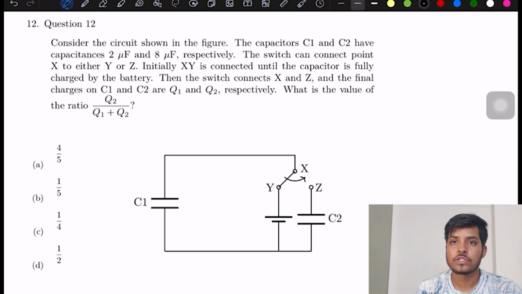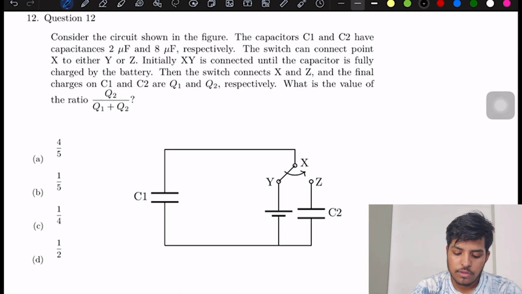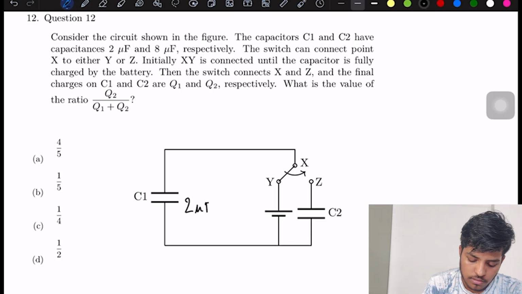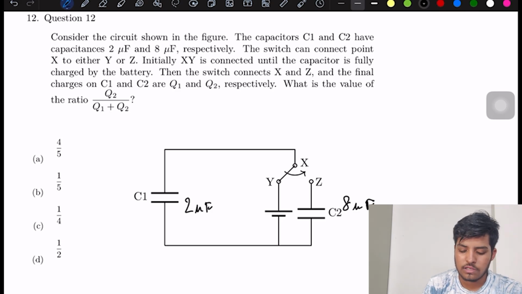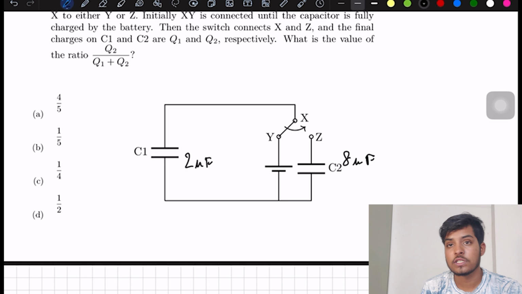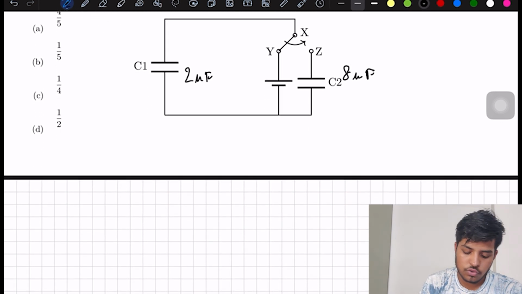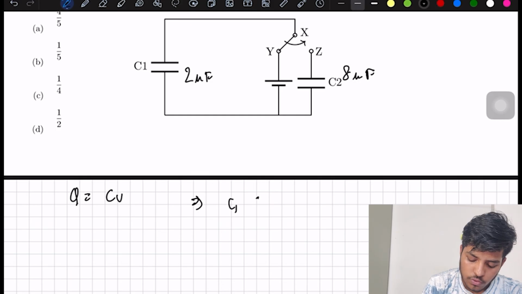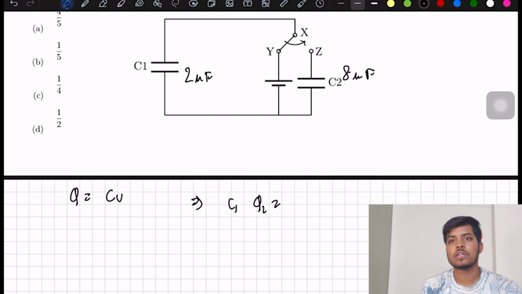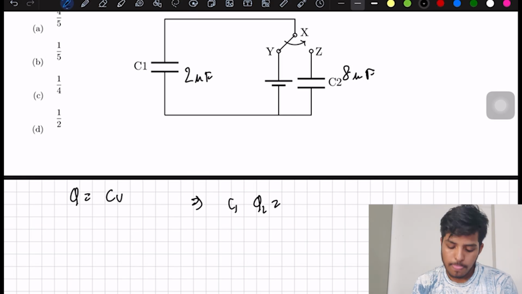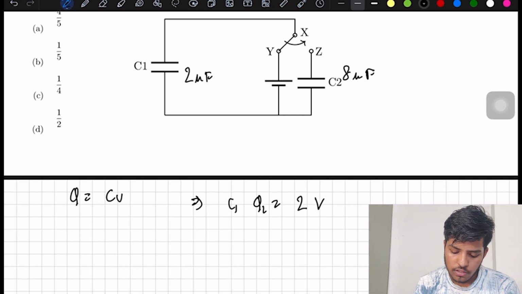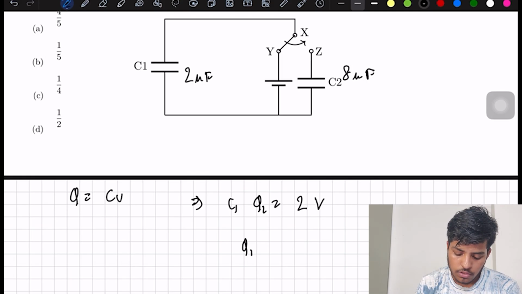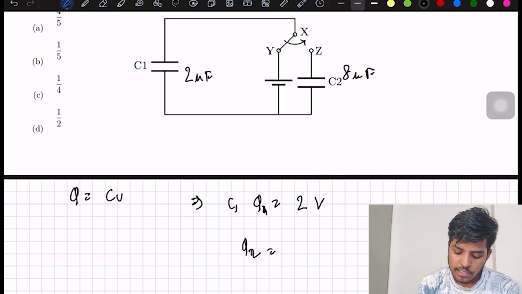So now let's solve question number 12 and see what it is asking. The capacitors C1 and C2 have capacitances 2 microfarad and 8 microfarad. First of all, it was connected to C1 and then C2. We have to find the ratio of the charges on them. So we know that Q equals CV for capacitors. For C1, Q1 equals C into V. The potential difference across both of them is the same. So Q1 is 2V and Q2 equals 8 into V, that is 8V.